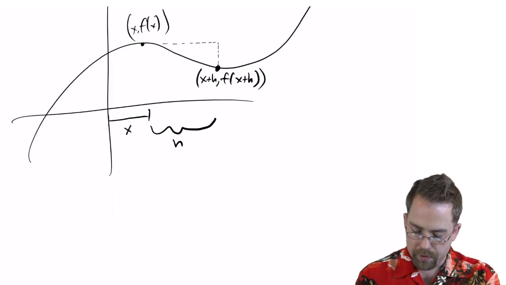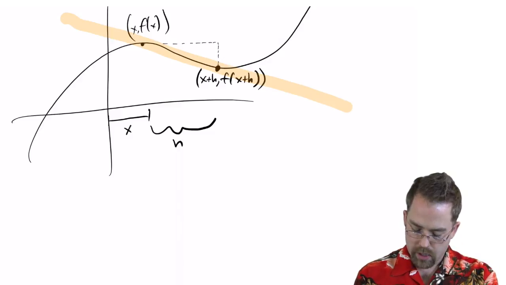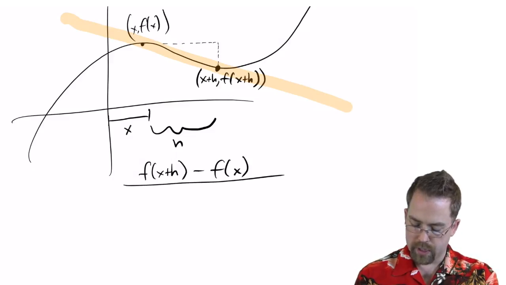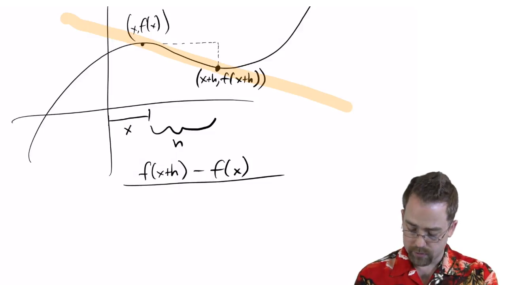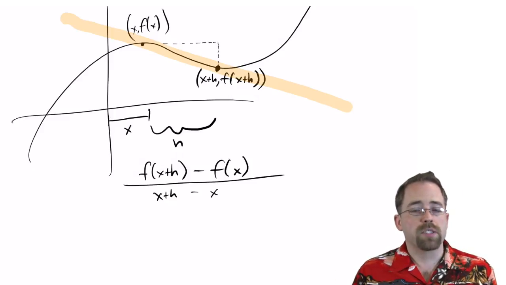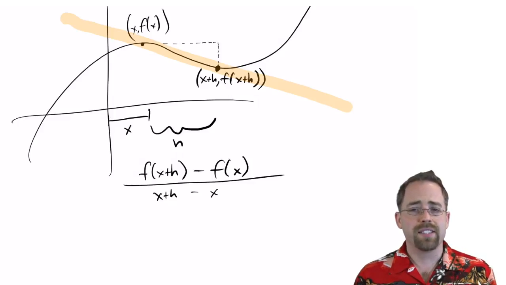So the slope of that line right there is rise over run: f of x plus h minus f of x, all over the difference in the x's. That's x plus h minus x. So that's pretty obvious here. But the problem is, what we're going to get when we do this is not a tangent line.